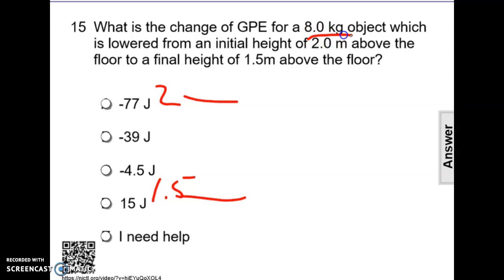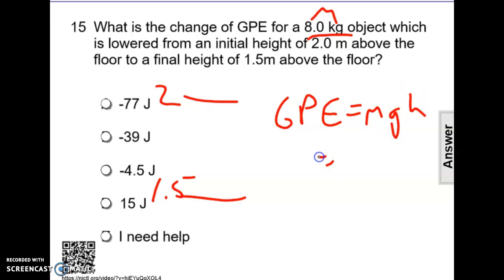Okay, and the mass of an object is equal to 8. So we want to calculate the change in GPE. The change in GPE will be equal to mgh. So it's going to equal 5 times 9.8 times the change in height.